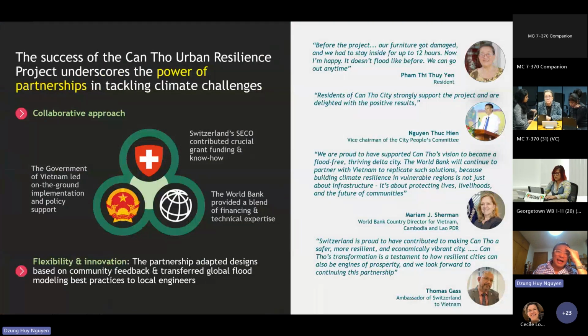So yeah, the success is a result of strong ownership and collaboration between the World Bank, the government, the city themselves, and of course SECO, who co-financed some of our important activities under component three, which is a very crucial system for the cities, and the local people who really benefit from the project.